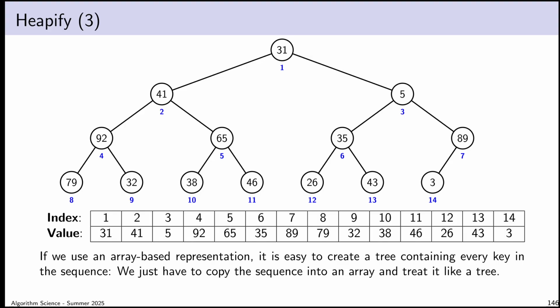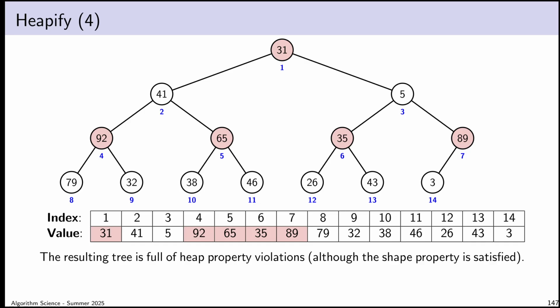We can view this as a tree, but it's probably not going to be a heap. In this case, it certainly isn't a heap. We've got numerous heap property violations. At all of these nodes, there is a violation of the heap property with respect to its children. Although the shape property is satisfied because, of course, if I put a bunch of keys into an array in order, I end up with a complete binary tree by our indexing interpretation. So the question is, is there a way of restoring the heap property across the entire thing fast? Can I do that faster than n log n time?